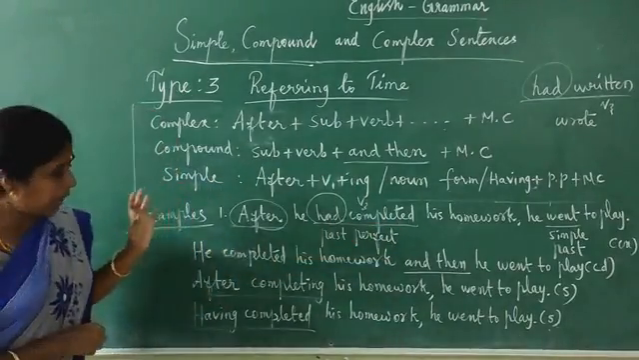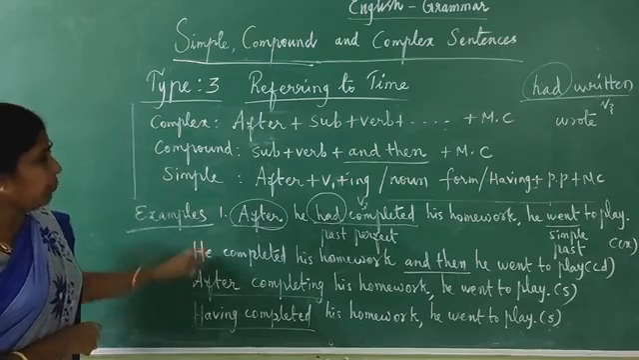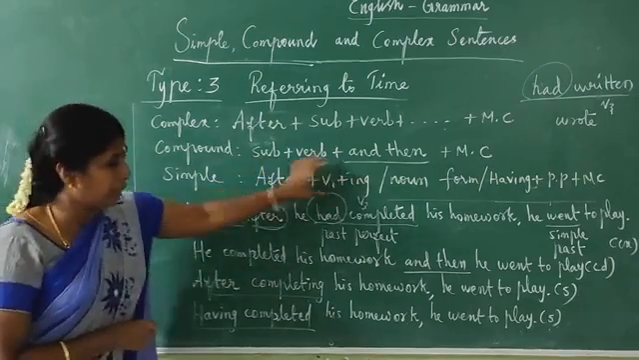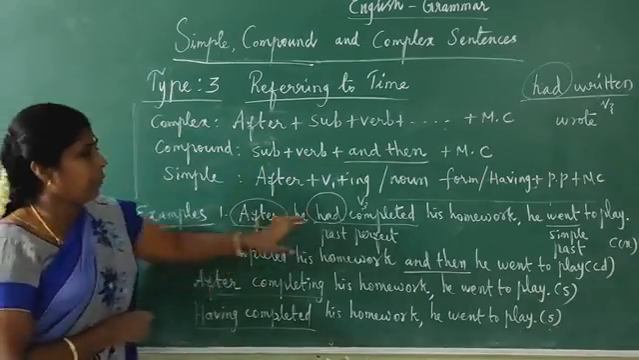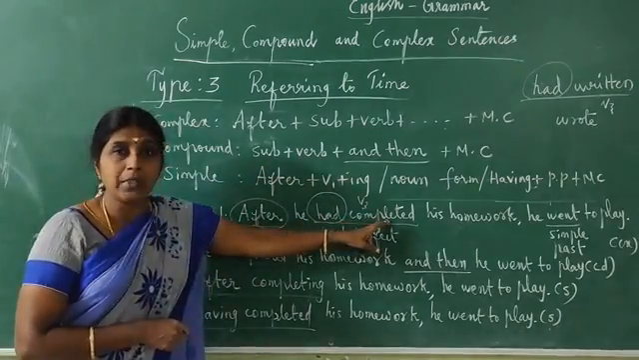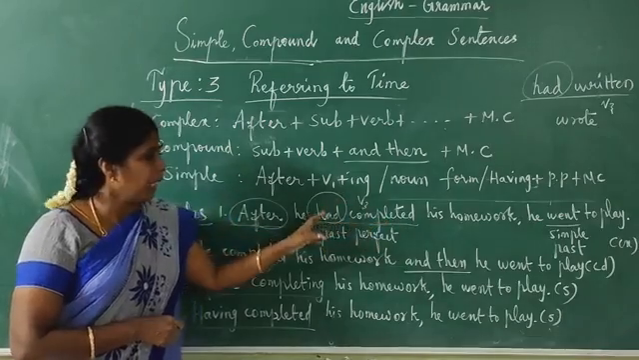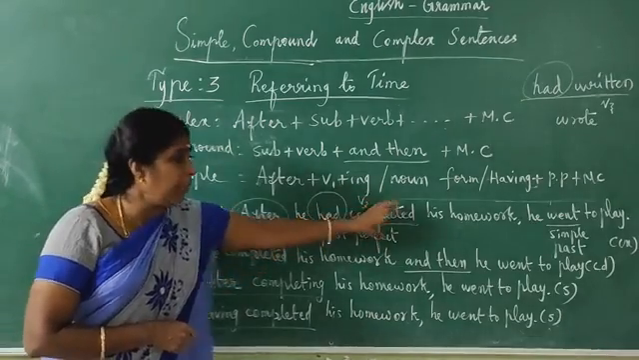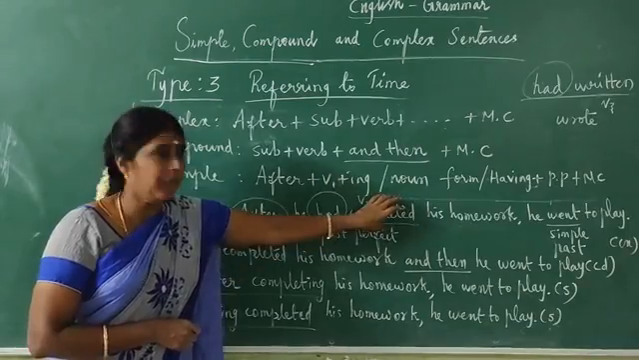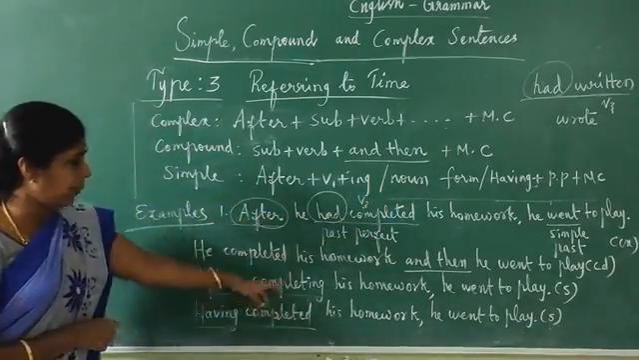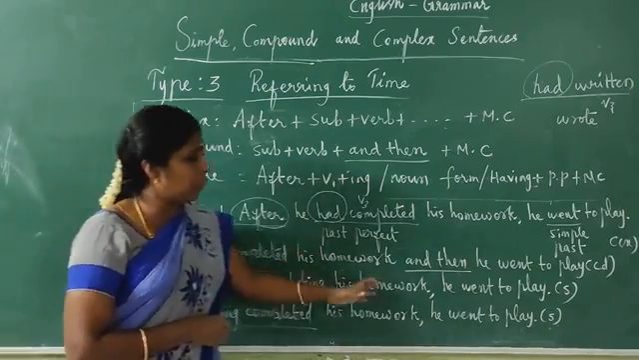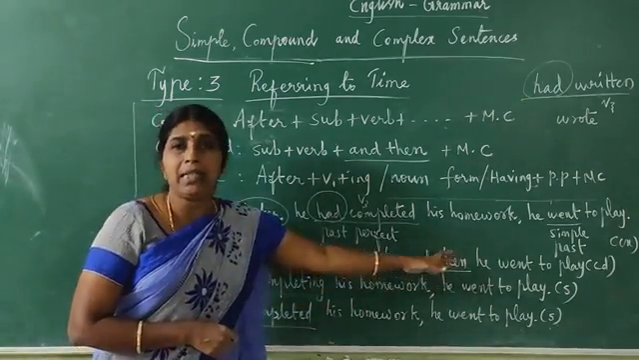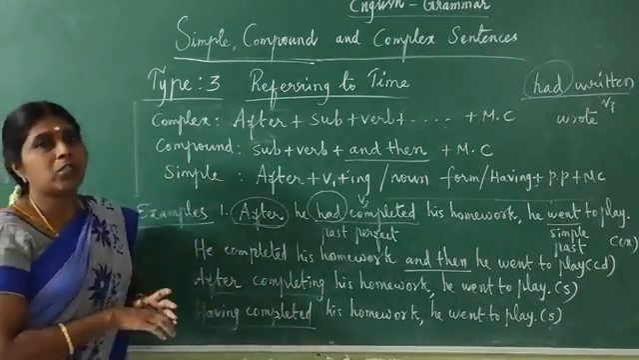This is a compound sentence. Now change it into simple. First you write down after, then the ing form. So write down after. Here what is the verb? We have to see the main verb only. Had is an auxiliary verb, so see the main verb. With that verb only we have to add ing: completing. After completing his homework, he went to play. That is a simple sentence.